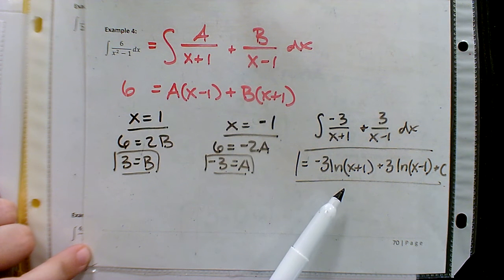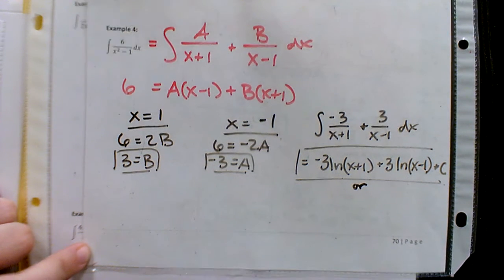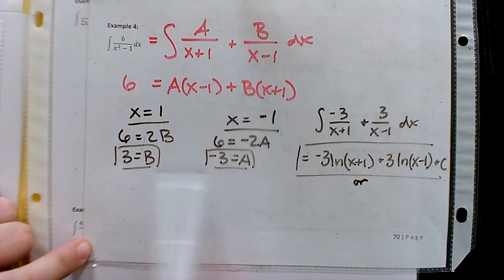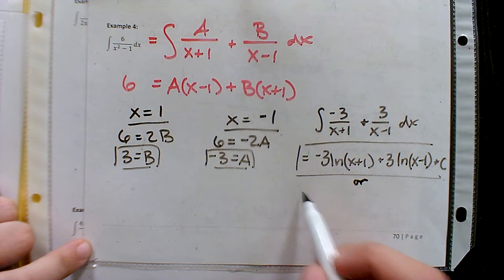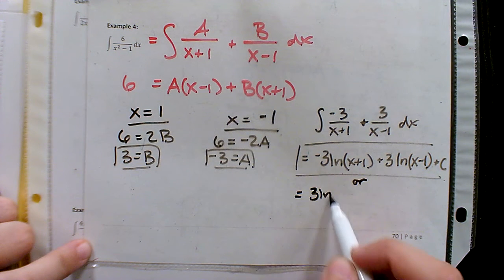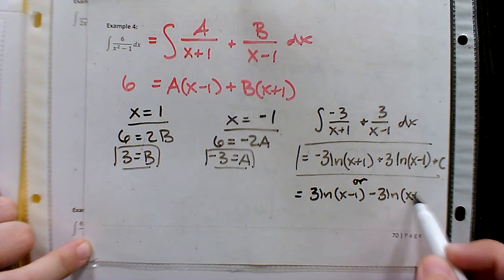How'd you do? Pretty good? Did anybody rewrite it differently? Maybe not. Okay, we're going to make note of this. Do you guys notice how the A and B values were basically the same number? One's positive, one's negative. What if I were to reorder these? For instance, 3 natural log of x minus 1 minus 3 natural log of x plus 1.